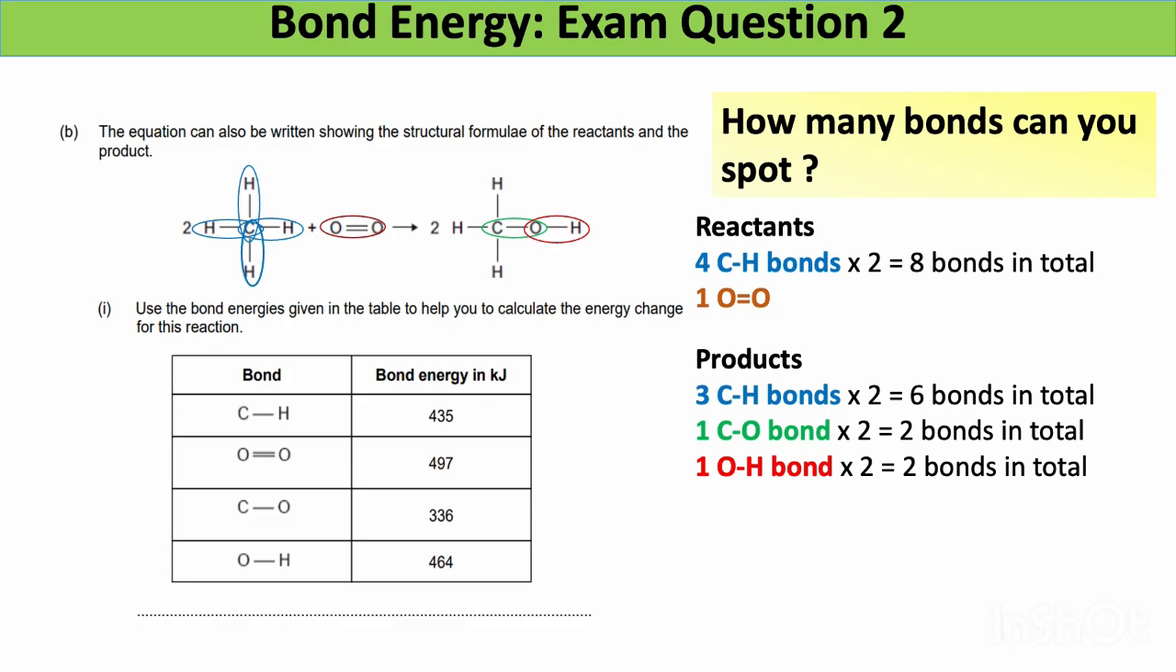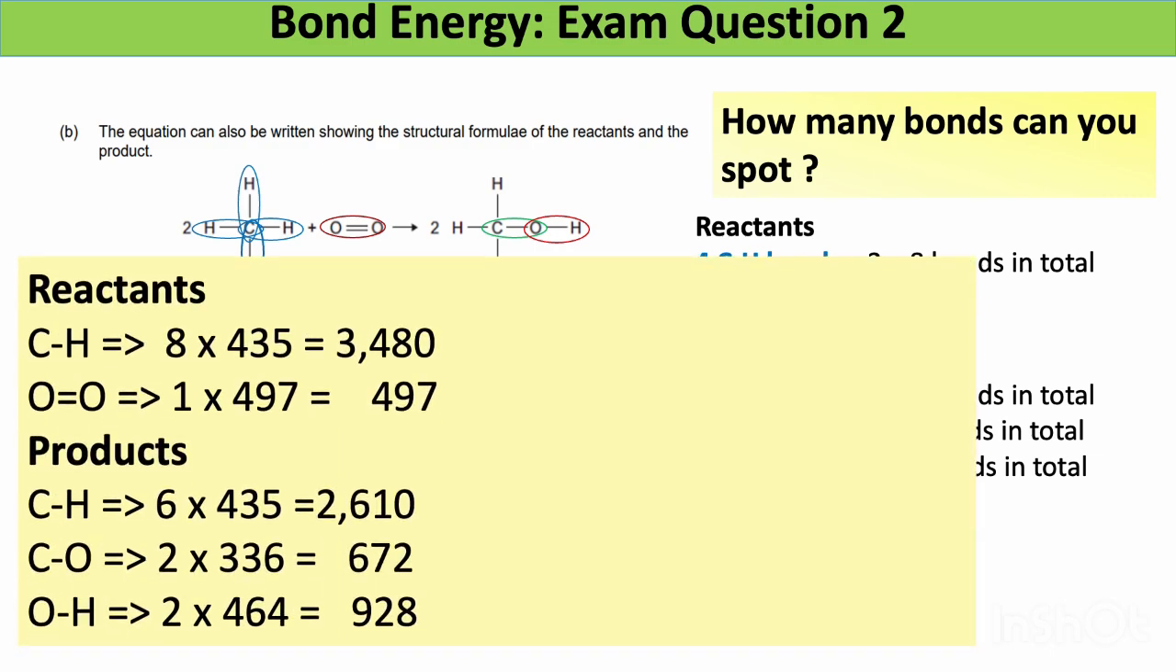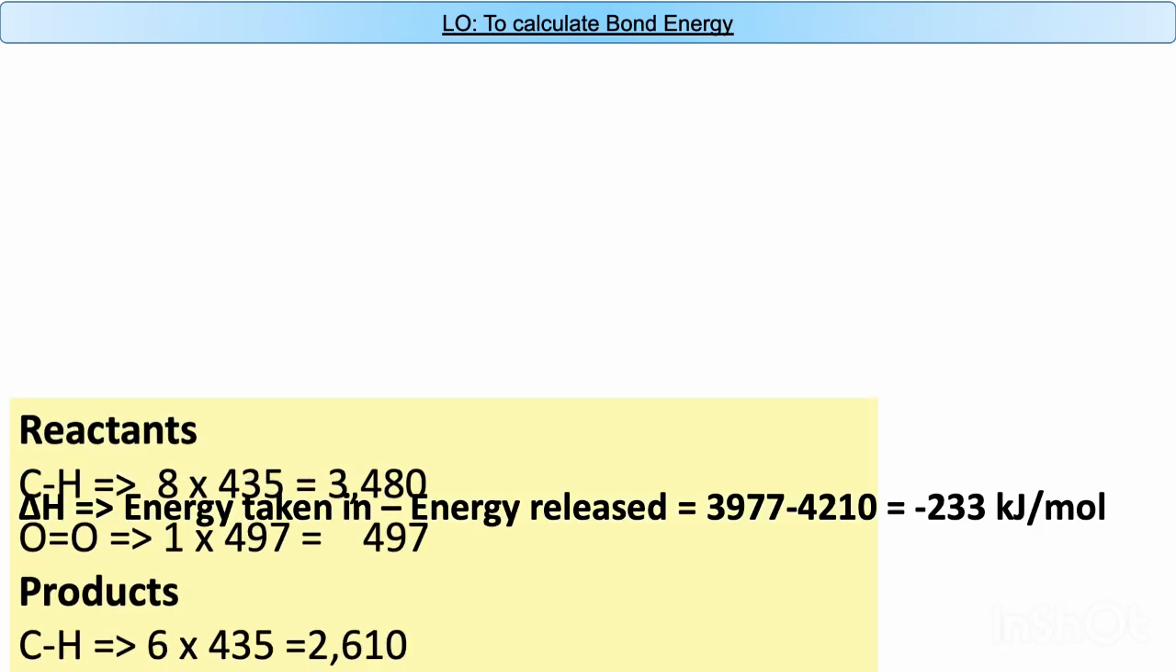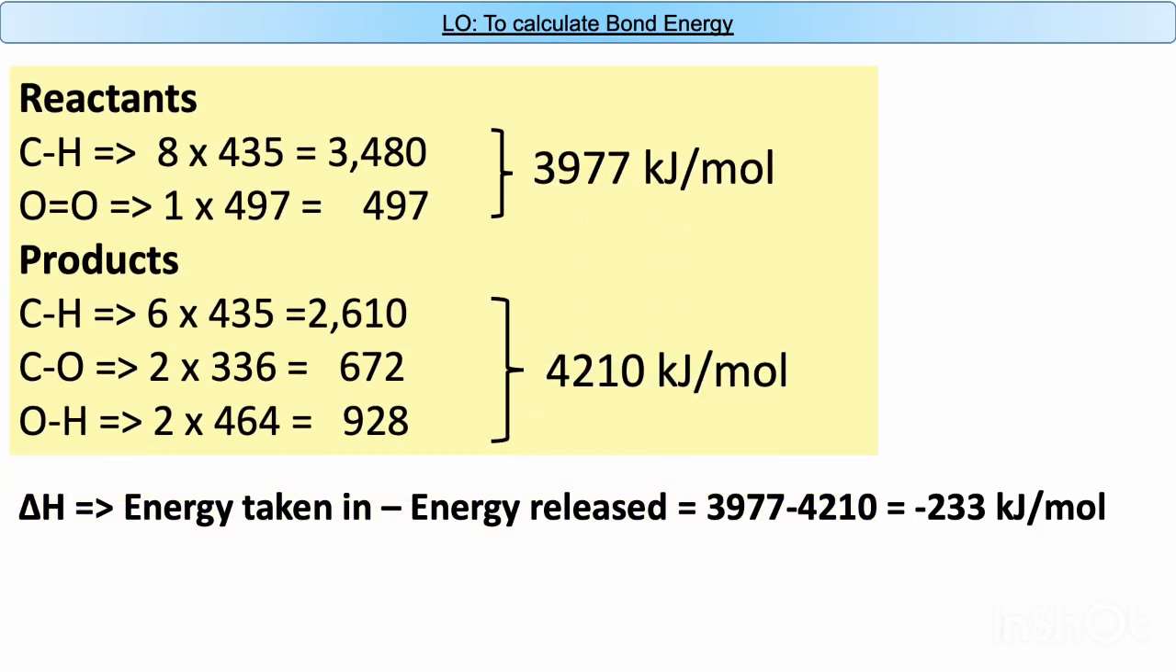Now that we have this information, we can calculate the bond energies for the reactants and for the products. Let's do it. So the total bond energy for the reactants is 3,977 kilojoules per mole. For the products, it is 4,210 kilojoules per mole. We're still not done. Let us now calculate the enthalpy change. Energy taken in minus energy released.